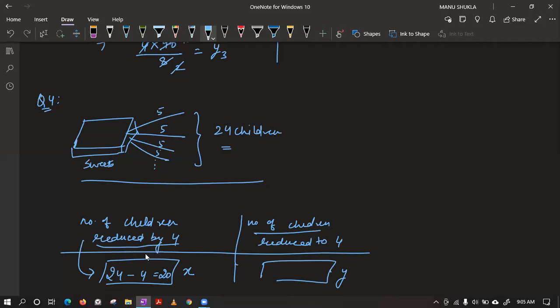In this case, if the number of children is reduced to 4, they are directly saying that 4 children are left. Class, try to understand the language. If the question is saying reduced by a number, you have to subtract that number. If they are saying reduced to 4, then that directly means that is the number. I hope this point is clear to everyone. Please confirm.